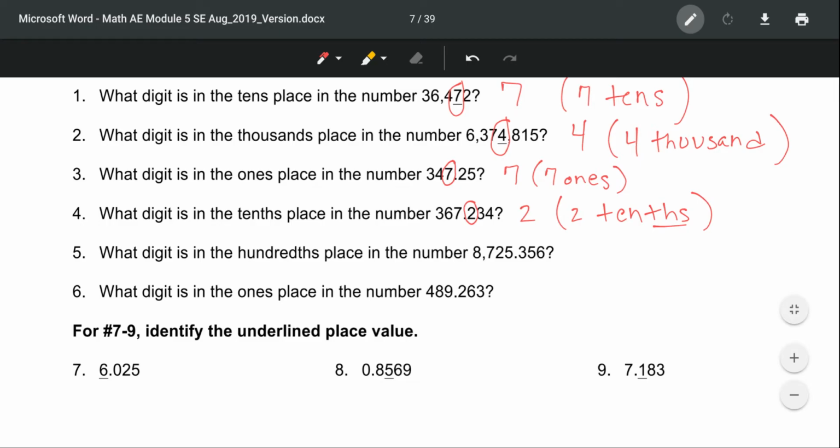Now it says what digit is in the hundredths place. So the hundredths place would be 2 place values after the decimal point. So that would be 5. So this would be 5 hundredths. Well, you can just say 5, and then how you would read that would be 5 hundredths. And then it says what digit is in the ones place. So the ones place is right before the decimal point, so it'd be 9. So this would be 9 ones.